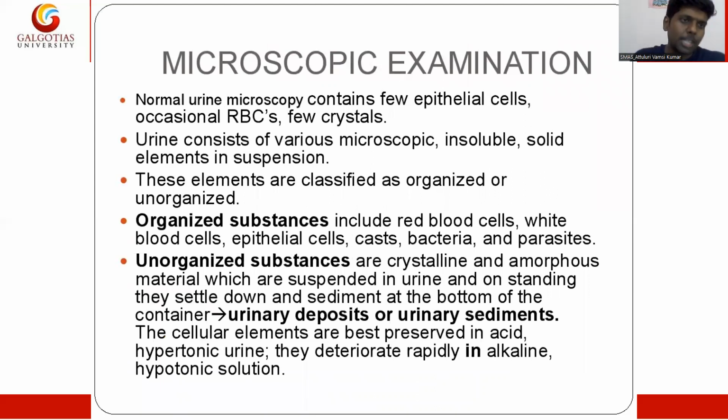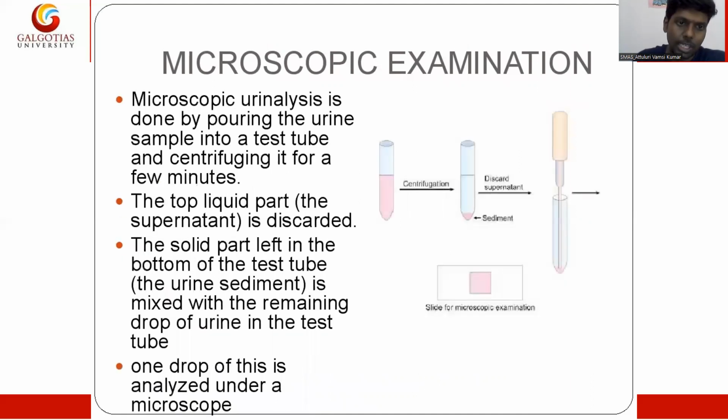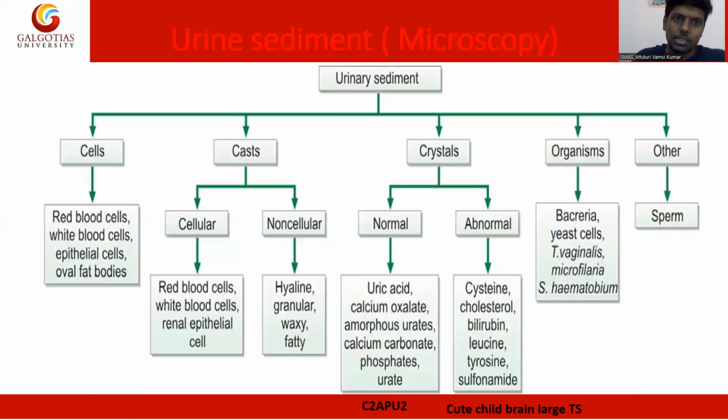In microscopic examination of urine, as the name suggests, we observe the urine under the microscope, and we will detect the following elements in the urine: cells, casts, crystals, organisms, and other substances. Cells means here we can detect red blood cells, white blood cells, epithelial cells, and fat cells. And this table is very important for your exam. So try to pay utmost attention to this particular part of the lecture, because this is very important for your exams also.